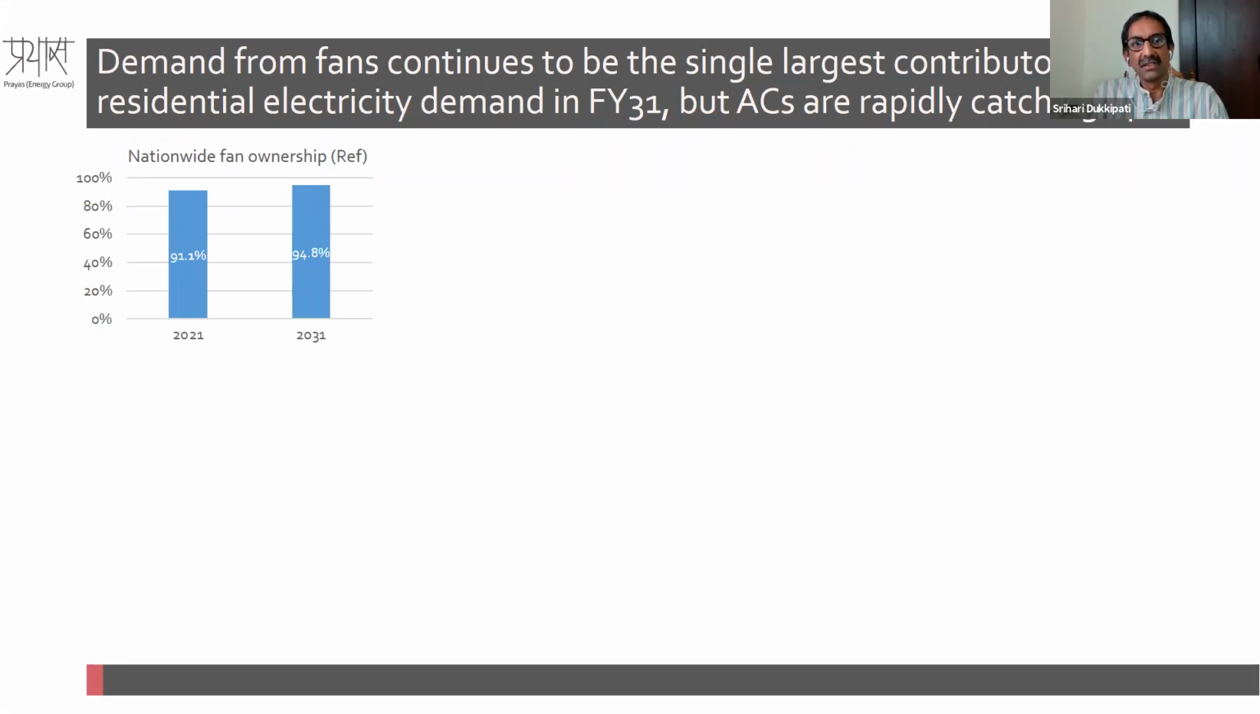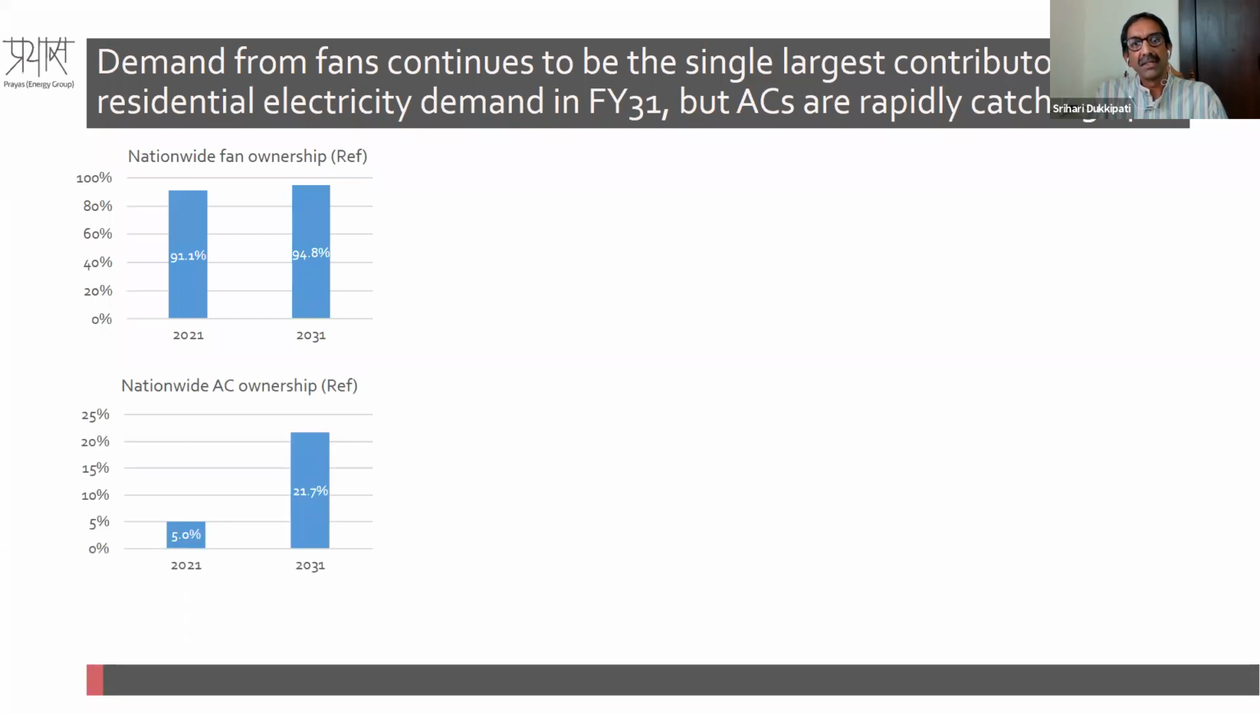As you can see in the chart on the left-hand side, fans are already at a fairly high penetration rate, and they increase slightly up to 2031. But ACs are also catching up rapidly, so they grow from say 5% in the initial years to over 20% ownership in 2031.